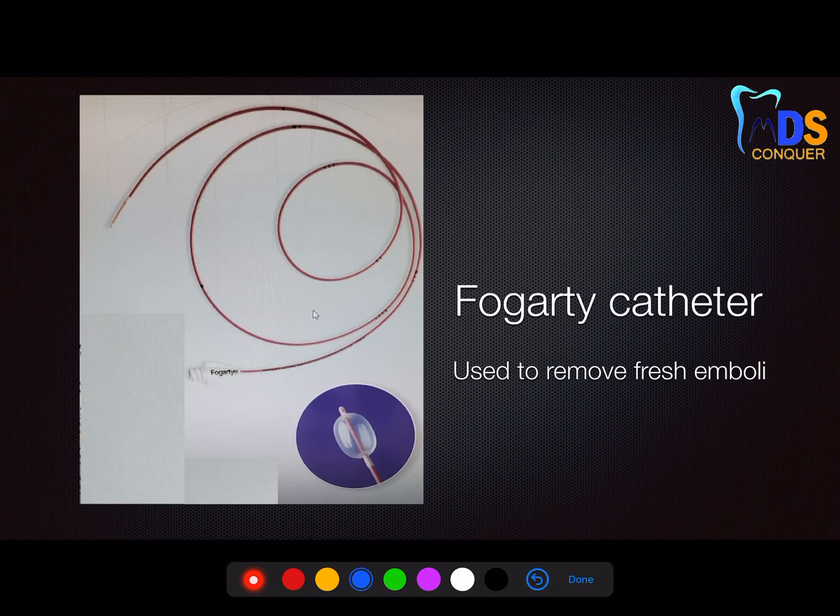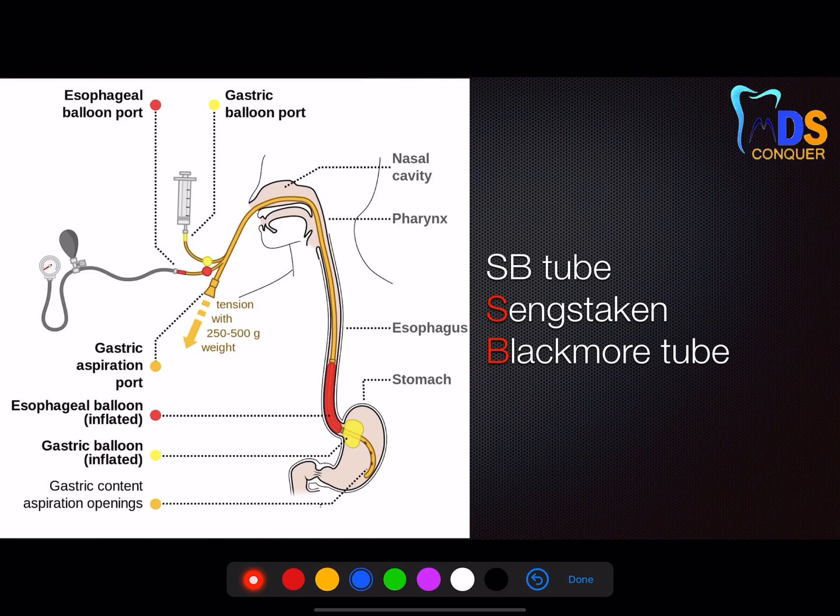Next is the Fogarty catheter. This is used to remove fresh emboli. Okay, so what is this? It has a hollow tube, and at the end you have an inflatable balloon, which helps in the removal of the fresh emboli that have formed.